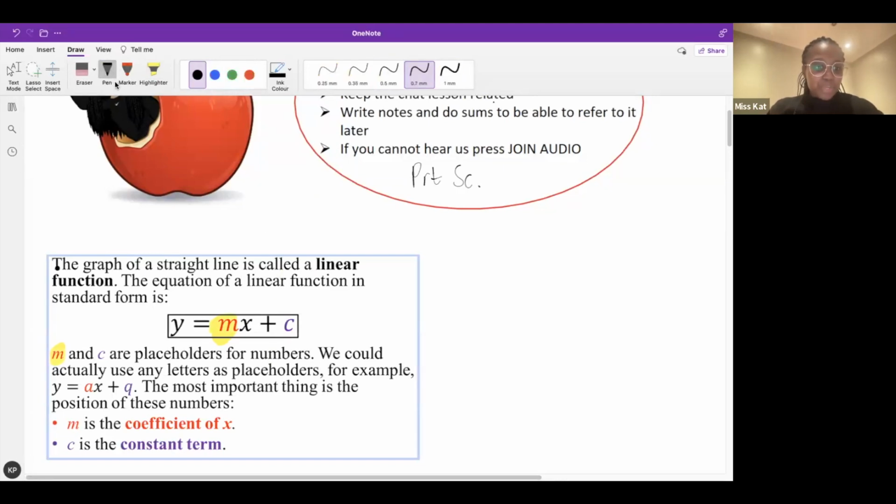All right, so m and c are just placeholders for numbers. In other words, they could be anything. They could be ax plus q, they could be bx plus z. They're just placeholders, right? Your mission is to just know what they stand for. So m, as I said, would be your gradient, and I'm going to show you today how we find that gradient and how we substitute it to eventually find the equation of the graph. Okay, now let's see.